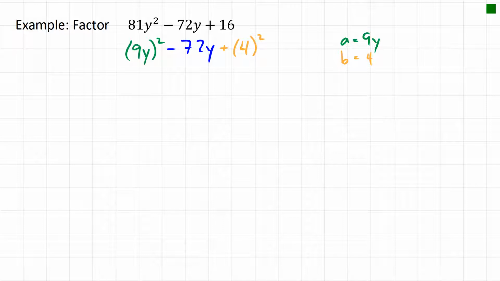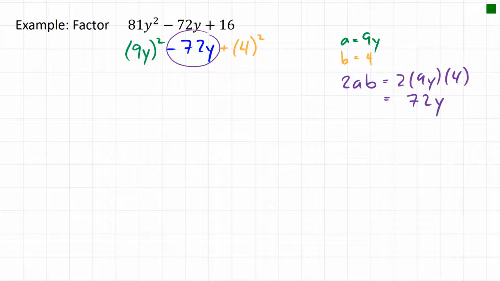And then we can ask ourselves, does this middle term follow the perfect square trinomial pattern? So it should be equal to 2ab. So 2ab is equal to 2 times 9y times 4. Well, 2 times 9 is 18, times 4 is 72y. So it does. It follows the pattern. As long as it follows the pattern, that means we can just jump to the factored form immediately. So that's going to be either (a plus b) squared or (a minus b) squared. And because this middle term is negative, it's going to be (a minus b) squared. And we're done.